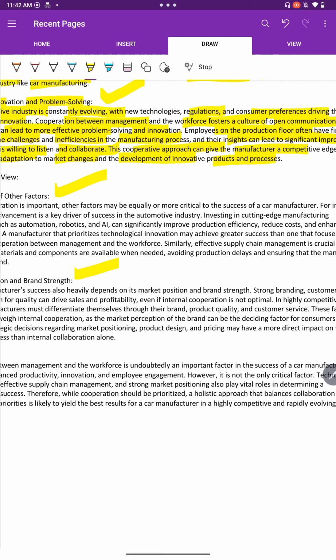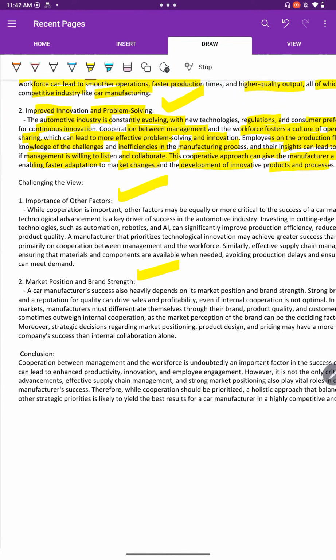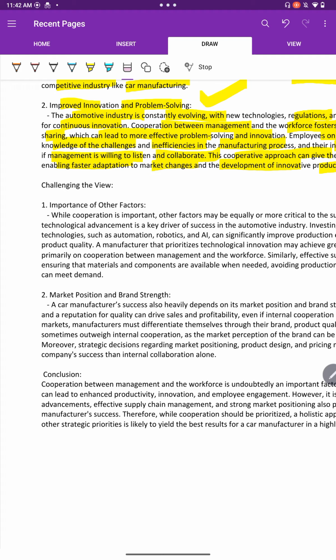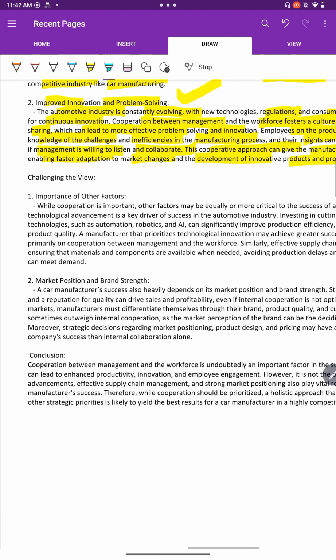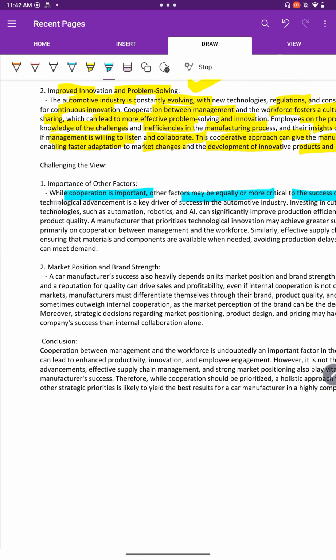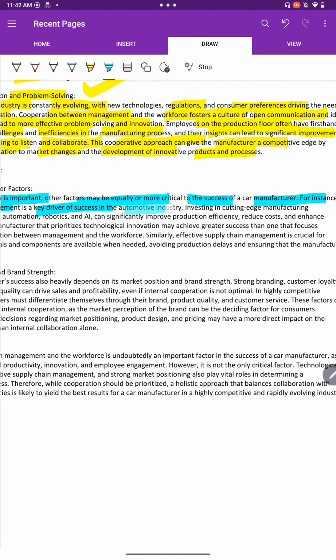But now there are some challenges. What would be the challenges? The first challenge is the importance of other factors. It means we can talk about other factors which are crucial for the car manufacturing industry. While cooperation is important, other factors may be equally or more critical to the success of a car manufacturer. For instance, technological advancement is a key driver of success in the automotive industry.